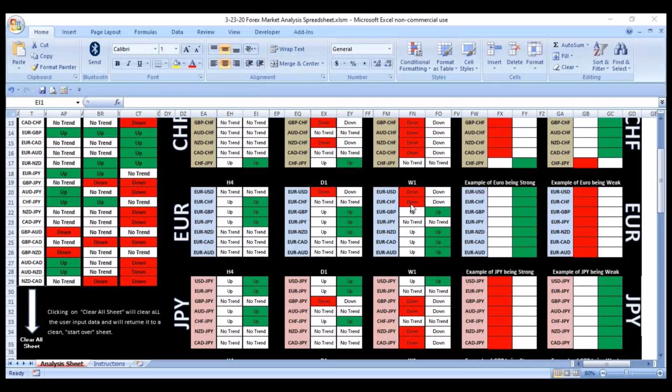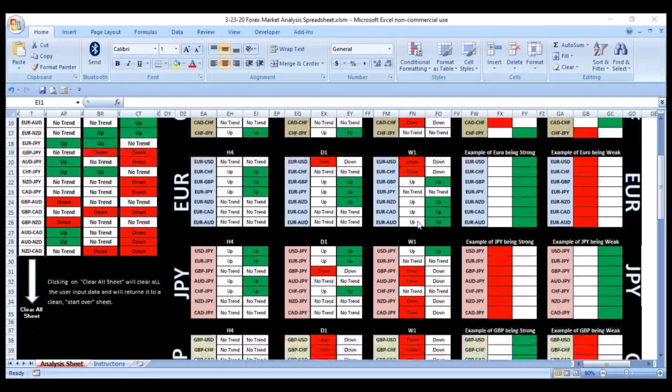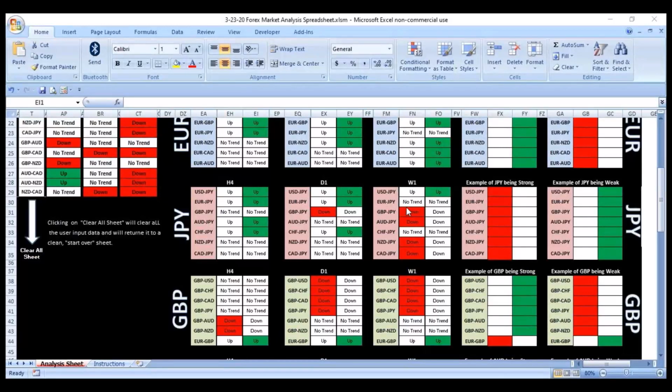One against the dollar, and long term against the Swiss. So those are weakening against the dollar and the Swiss. The Euro is weakening against the dollar and the Swiss. However, on some of the other trends, it's still maintaining some strength. So a little bit of mixed signal with the Euro.